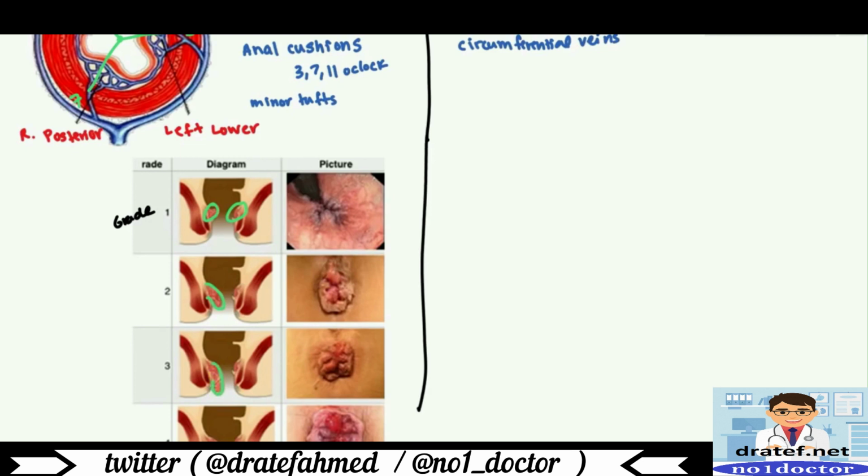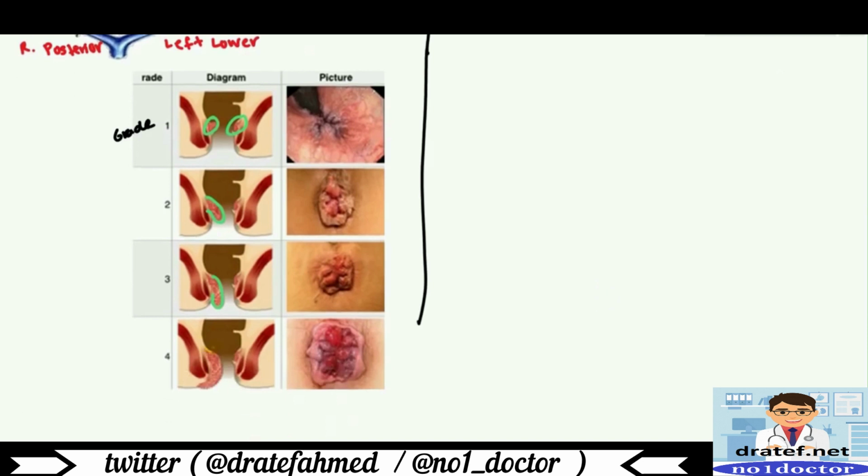In grade 3, whenever they defecate, the prolapse will increase. However, digitally, they can push it back in. And so you can see here, it's protruding much more than grade 2. So digitally, they can pull back grade 3. Now the final, most severe grade is grade 4. And so you can see it's the whole thing bulging out there.